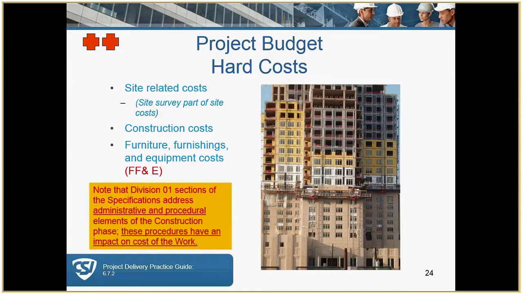And note that the Division 1 sections of the specifications address administrative and procedural elements of the construction phase, and the fact that these procedures have an impact on the cost of work. Again, I think that's important to note. Most people don't realize the importance of Division 1 and the impact that it's going to have.